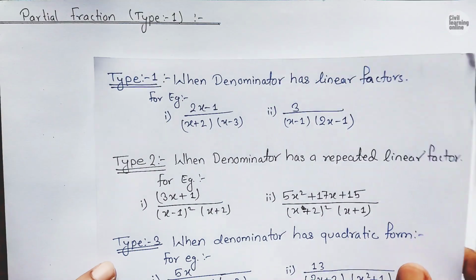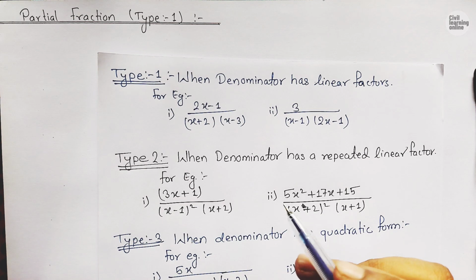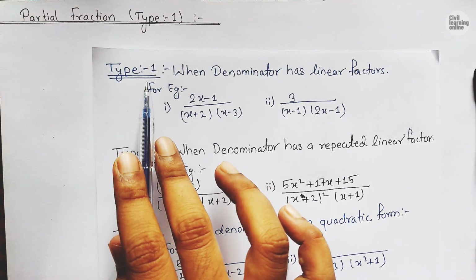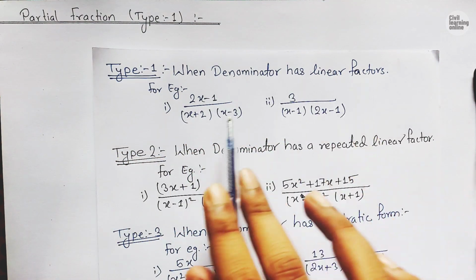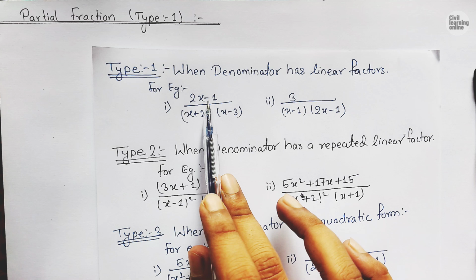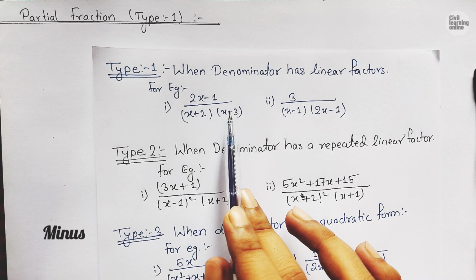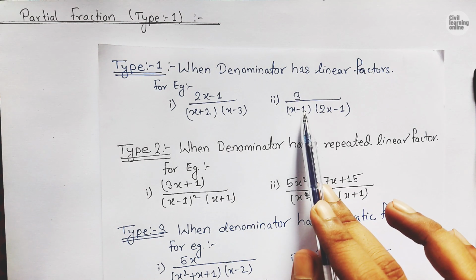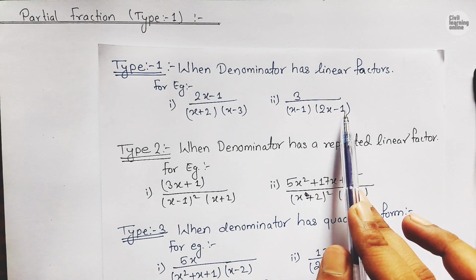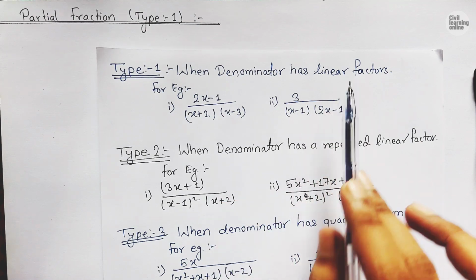So guys, when discussing partial fractions, there are basically 4 types of questions which we may encounter while learning about partial fractions or inverse Laplace transformation. The first one is type 1, when the denominator has linear factors. You can see the fraction here: 2x minus 1 upon x plus 2 times x plus 3. Here x plus 2 and x plus 3 are linear factors. Similarly, in question 2, 3 upon x minus 1 times 2x minus 1, this is the numerator and this is the denominator, and the denominator has linear factors.